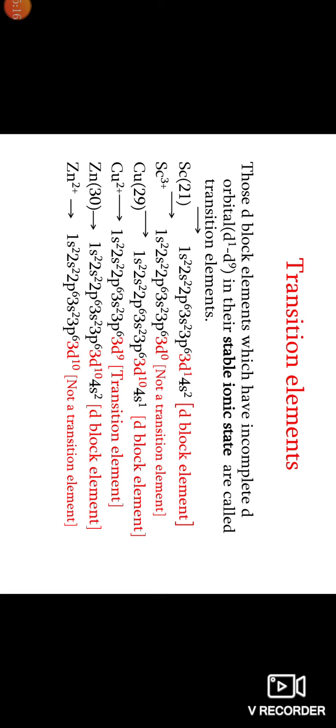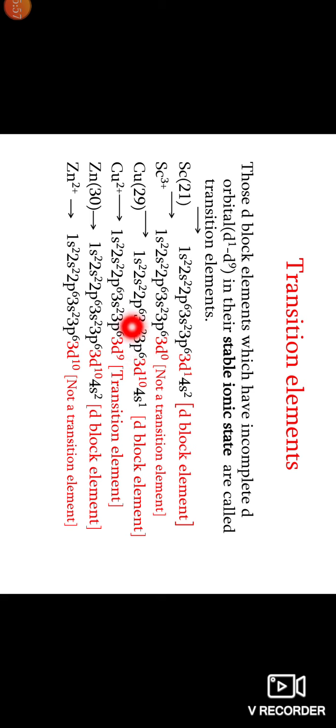Now we shall discuss transition elements. What are transition elements? Those d block elements which have incomplete d orbitals, that is, those d block elements having d1 to d9 configuration in the stable ionic state are called transition elements. Scandium possesses 4s2 3d1 electrons and the last electron enters into 3d orbital. It's a d block element, but the stable ion of scandium, Sc3+, contains no electron in the d orbital, that is, the d orbital is totally vacant, so it is not a transition element, though it's a d block element.